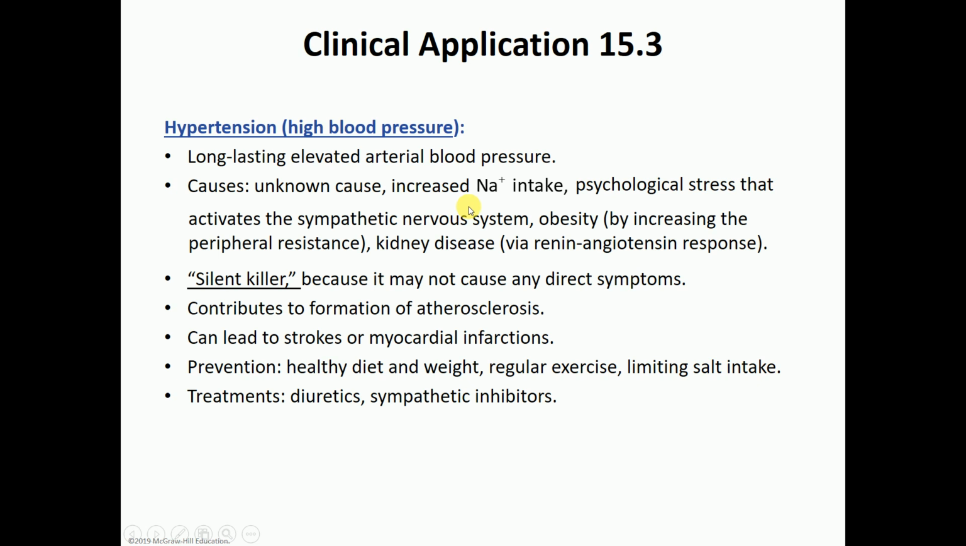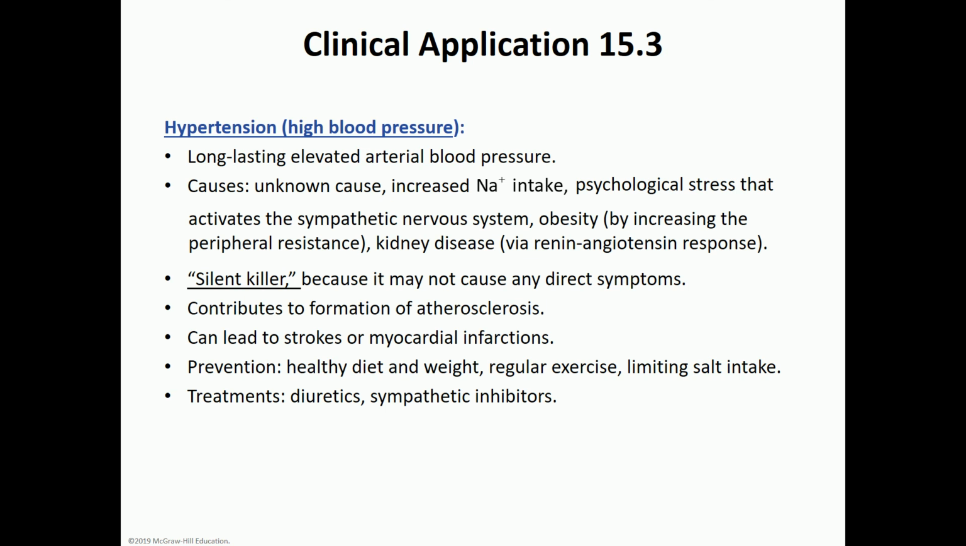Common risk factors are increased sodium intake, so increased salt intake, and psychological stressors that are going to activate the sympathetic nervous system, so that very long exposure to stress can lead to hypertension. Obesity, due to the increase in the peripheral resistance, and then kidney disease. Hypertension in the case of kidney disease would be secondary hypertension, where the primary diagnosis is kidney disease, and then through the renin-angiotensin system, that will mediate the secondary hypertension. If you're not familiar, or if you do not remember what the renin-angiotensin system is, I would recommend that you go back and review that.